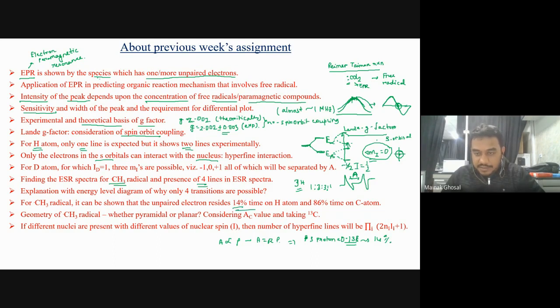Okay, I have also discussed that most of the electron density in methyl radical is residing on the carbon atom. Now there is a discussion on whether the geometry of methyl radical is pyramidal or planar. Okay, so I am writing two geometries.